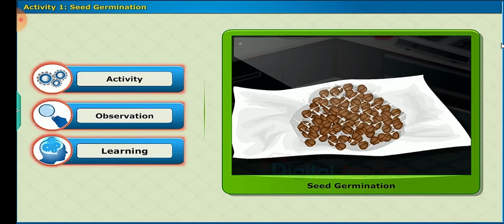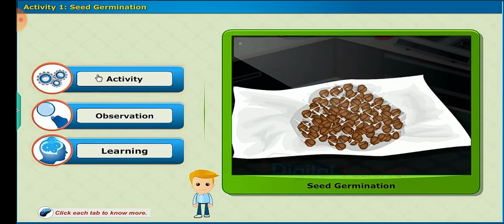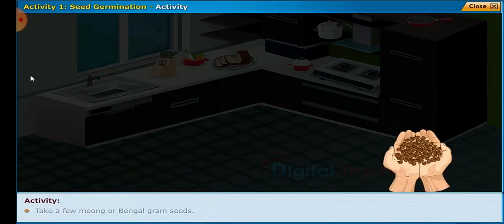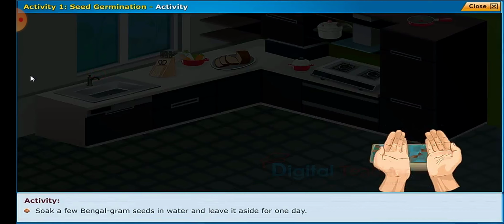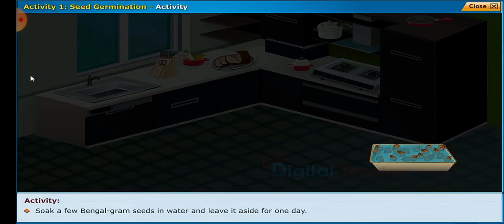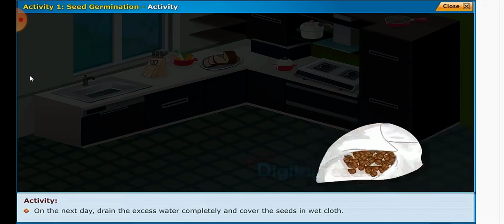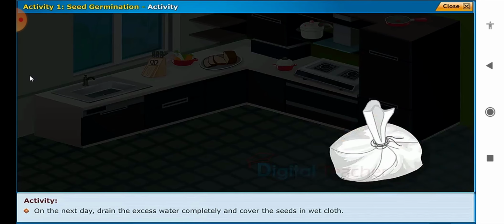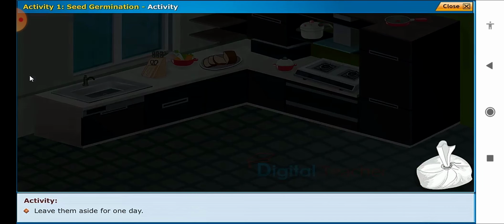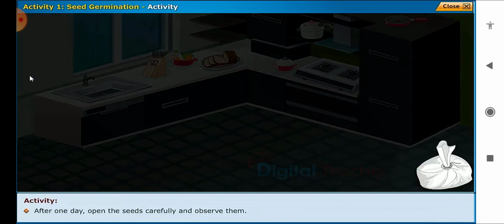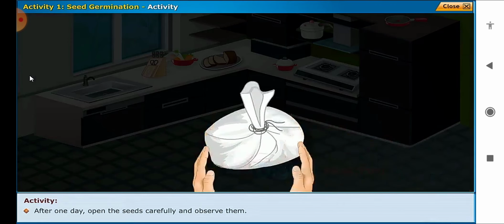Here, let us perform an activity to observe how seeds get sprouted. Click each tab to know more. Take a few Moong or Bengal gram seeds. Soak a few Bengal gram seeds in water and leave it aside for 1 day. On the next day, drain the excess water completely and cover the seeds in wet cloth. Leave them aside for 1 day. After 1 day, open the seeds carefully and observe them.